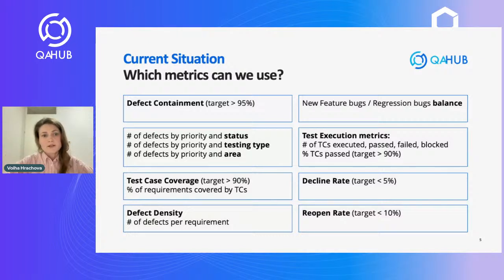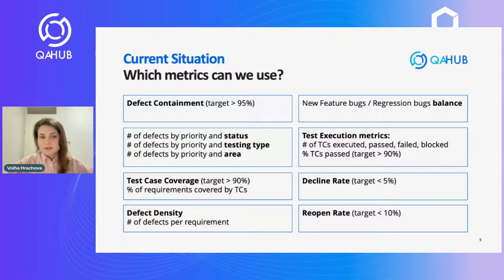Also consider test coverage, test case coverage. So what we have here, it means that the number, well, not actually the number, but the percentage of the requirements which were covered by these cases. Ideally, we should have full coverage or more than 90% of requirements should be covered. So that's a good metric for us.